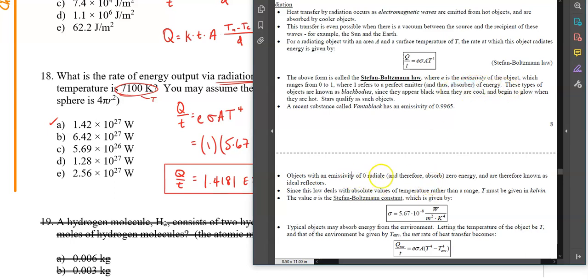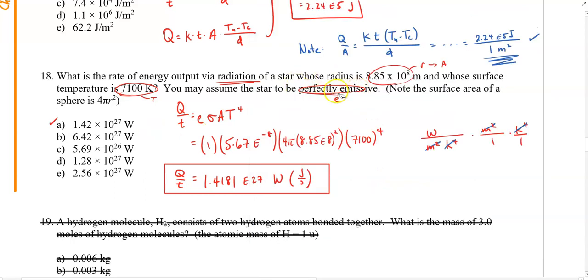So the perfect emitter is a radiator of energy. On the other side of the scale, an emissivity of 0 means that it doesn't radiate anything whatsoever, it absorbs all of the energy. So if it can't radiate, it can only absorb energy. That would have an emissivity of 0. So anyway, in this case, we have perfect emissivity. It's perfectly emissive, so the E value is going to be 1.